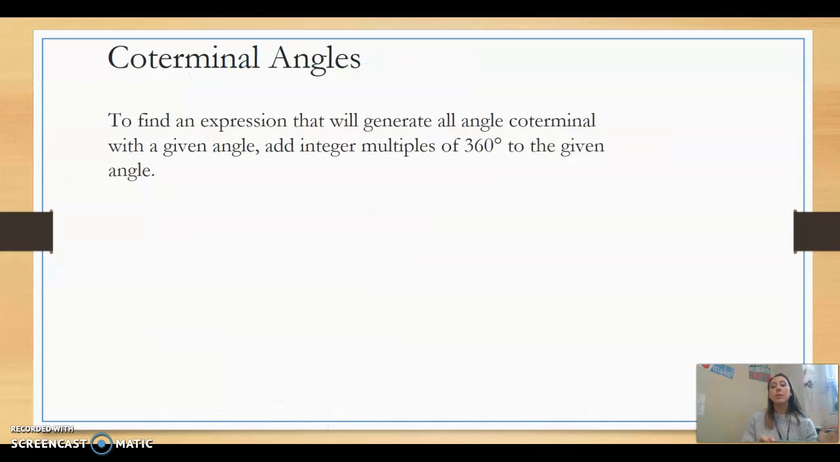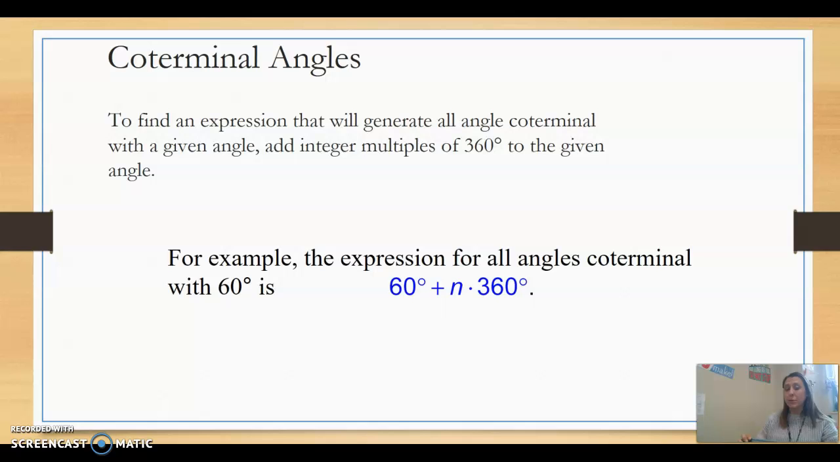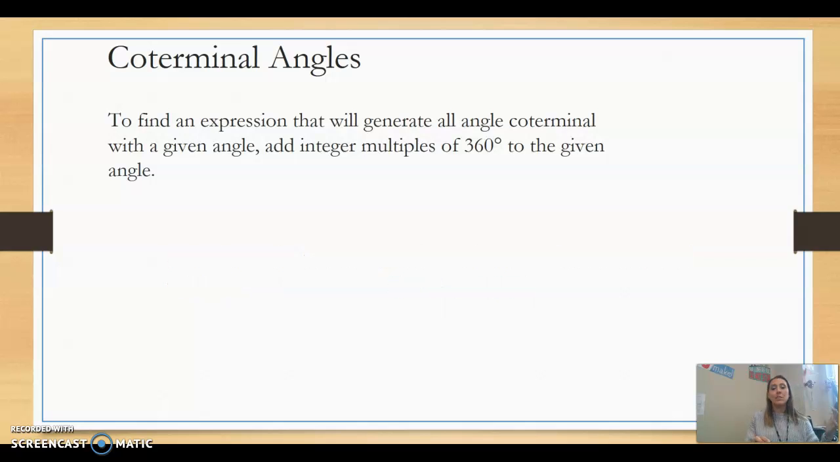Okay, so we're talking about coterminal angles. To find an expression that will generate all coterminal angles of a given angle, you would just take the integer multiples of 360 and add that to the given angle. So for example, if you were to do a 60-degree angle and you wanted to find 4 rotations away, you would do 60 degrees plus 4 times 360. So we're going to use that idea. That's how we solve for these types of questions.